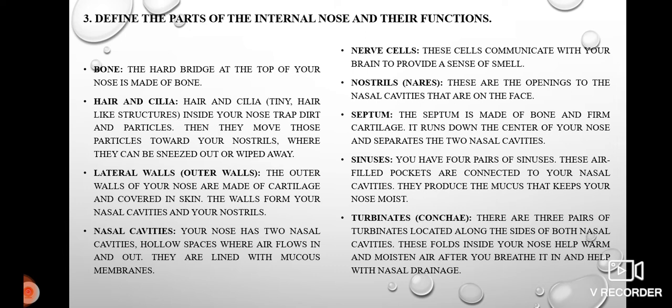So, ibig sabihin, itong different parts ng sinuses is tumutulong ito na nagkukonekta din sa nasal cavities natin para makapag-produce ng mucus, no? Para yung ilong natin is magiging moist siya, kumbaga, maging smooth siya. Yun yung function ng sinuses.